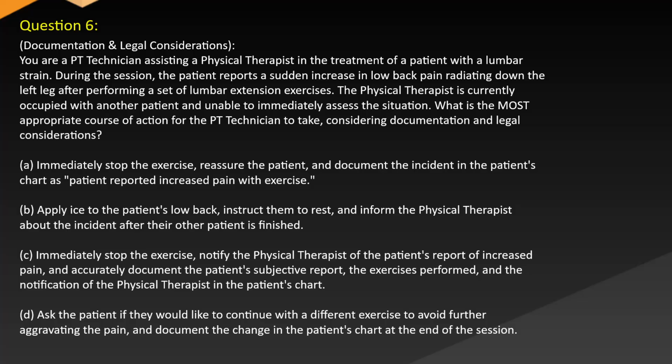A. Immediately stop the exercise, reassure the patient, and document the incident in the patient's chart as patient reported increased pain with exercise. B. Apply ice to the patient's low back, instruct them to rest, and inform the physical therapist about the incident after their other patient is finished. C. Immediately stop the exercise, notify the physical therapist of the patient's report of increased pain, and accurately document the objective report, the exercises performed, and the notification of the physical therapist in the patient's chart. D. Ask the patient if they would like to continue with a different exercise to avoid further aggravating the pain, and document the change in the patient's chart at the end of the session.